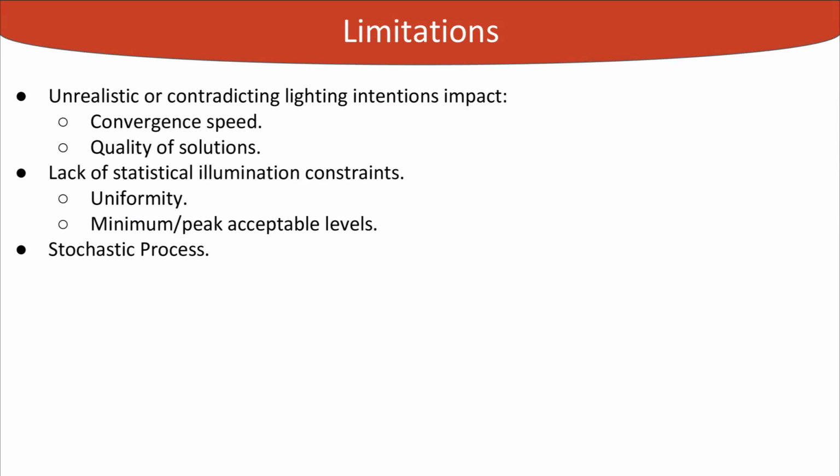One expected limitation of the method is that, whereas scenarios with attainable illumination goals converge quite fast, unrealistic or contradicting lighting intentions may have a significant impact on both the convergence speed and the quality of the solution. Another missing feature of the current version is that we do not address any statistical illumination constraints over the planar and volume samplers, such as uniformity or minimum peak acceptable levels. Finally, stochastic processes are in general very dependent on initial seed and the constraint space.